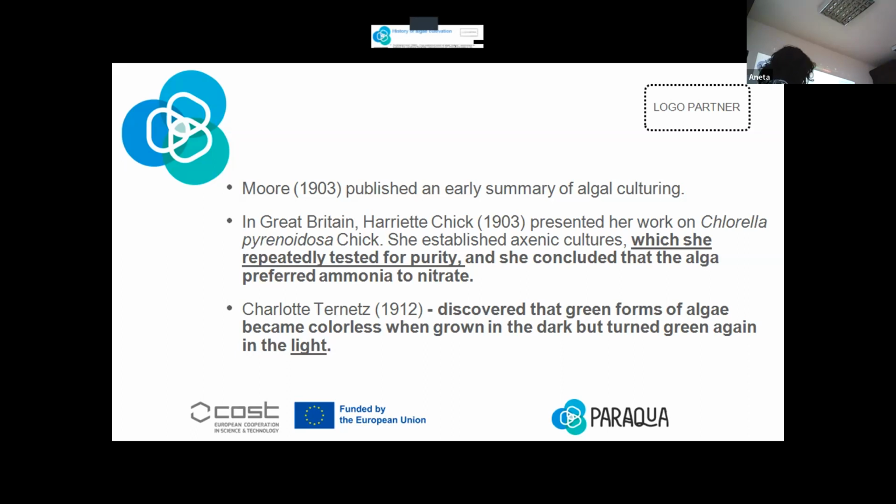Then she also concluded they were more about fertilizer or salts for media, cultivation media. And in 1912, they started to find other environmental conditions that are important for algae. That was light, and Charlotta Terence discovered that the green forms of algae became colorless when grown in the dark, but turn green again in light.